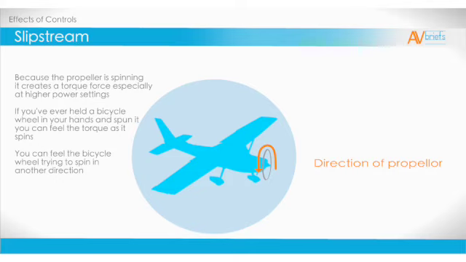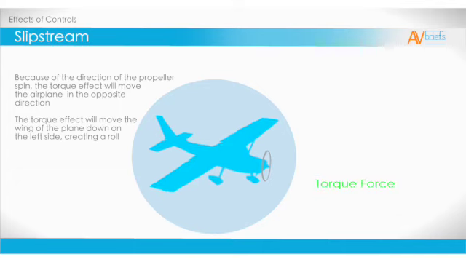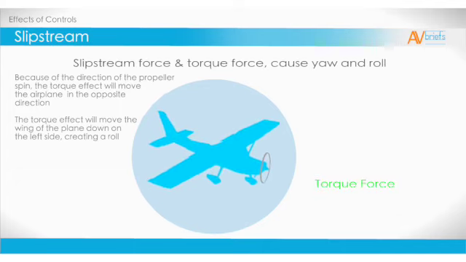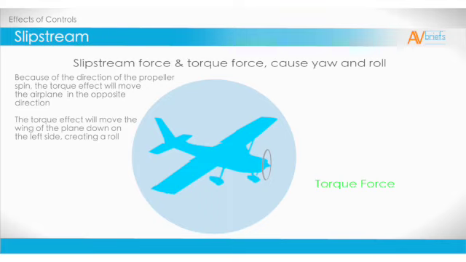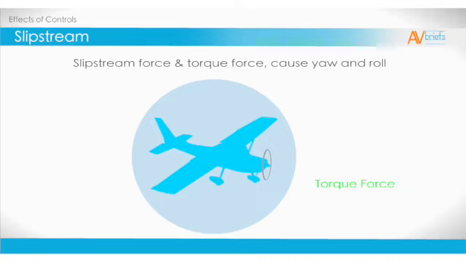Because the propeller is spinning, it creates a torque force, especially at higher power settings. If you've ever held a bicycle wheel in your hands and spun it, you can feel the torque as it spins. You can feel the bicycle wheel trying to spin in another direction. Because of the direction of the propeller spin, the torque effect will move the airplane in the opposite direction. The torque effect will move the wing of the plane down on the left side, creating a roll. Both the slipstream force and the torque forces we've just looked at combine to cause a yaw and roll. Both these are towards the left, and are most noticeable at takeoff.